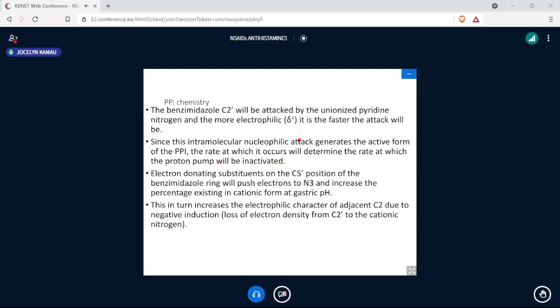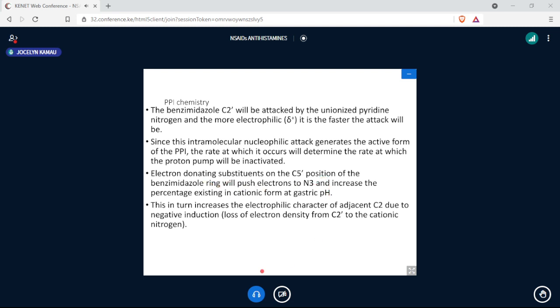So for pKa2 and also pKa1, we have said pKa1 is higher, but we also need a relatively high pKa2 to allow for formation of the electrophilic carbon 2 prime, and the formation of the electrophilic carbon 2 prime is because the nitrogen is protonated. Since this is an intramolecular nucleophilic attack, an electron donating substituent on the carbon 5 prime position of the benzimidazole ring will push electrons to the N3.